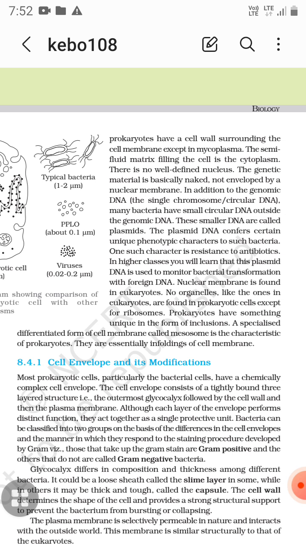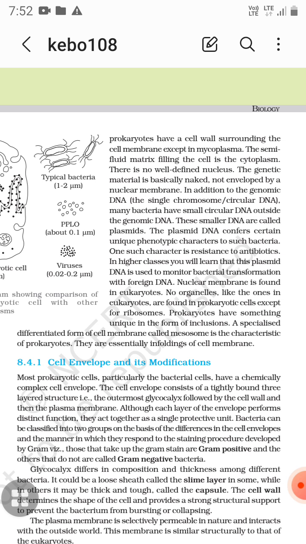So in addition to this, many bacteria have a small circular DNA outside the genomic DNA. What is this small circular DNA? So these smaller circular DNA are the plasmids. So these are the plasmids.